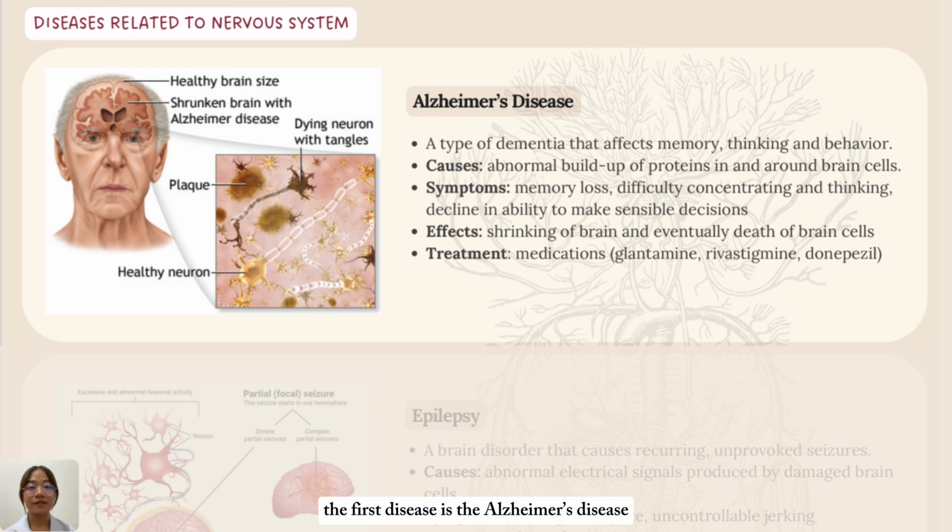The first disease is Alzheimer's disease. It is a type of dementia that can affect memory, thinking, and behavior. The cause of Alzheimer's disease is abnormal buildup of proteins in and around brain cells. Symptoms of this disease include memory loss, difficulty concentrating and thinking, as well as decline in ability to make sensible decisions. Effects of this disease include shrinking of the brain, and eventually death of brain cells. The treatment for Alzheimer's disease is medications such as galantamine, rivastigmine, and donepezil.